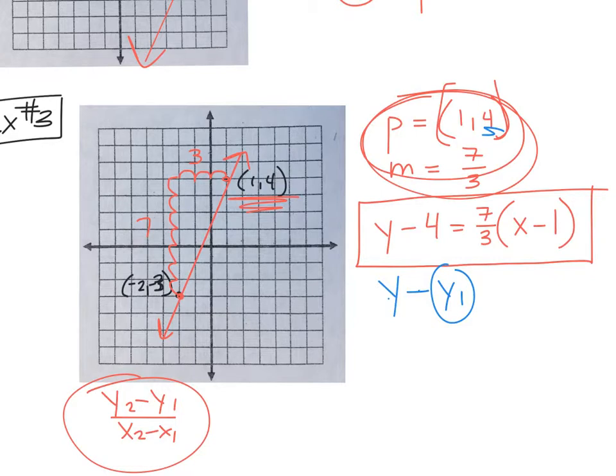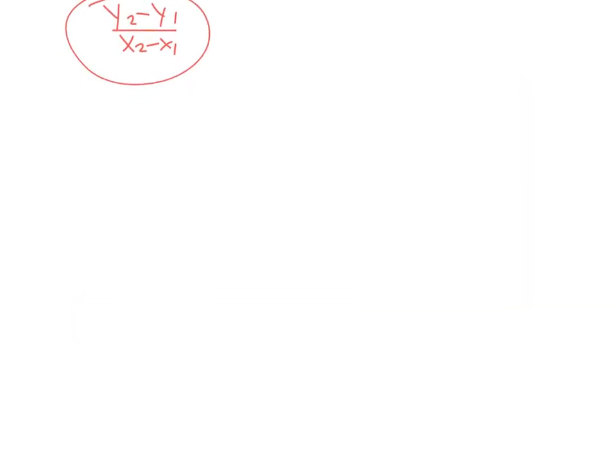Okay, how about if I give you these points? Negative 2, 1. I'm going to do a new graph, just so I'm not confusing you.